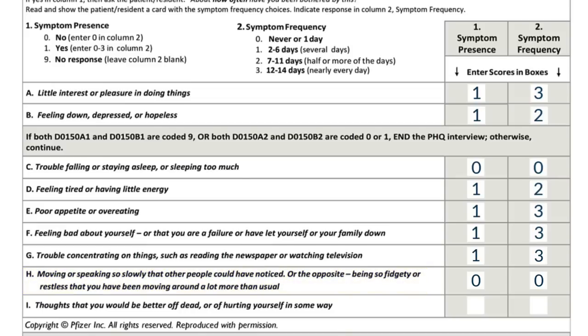How would you code Ms. Swanson's symptom presence for D0150I1? Thoughts that you would be better off dead, or of hurting yourself in some way? How would you code symptom frequency for D0150I2?